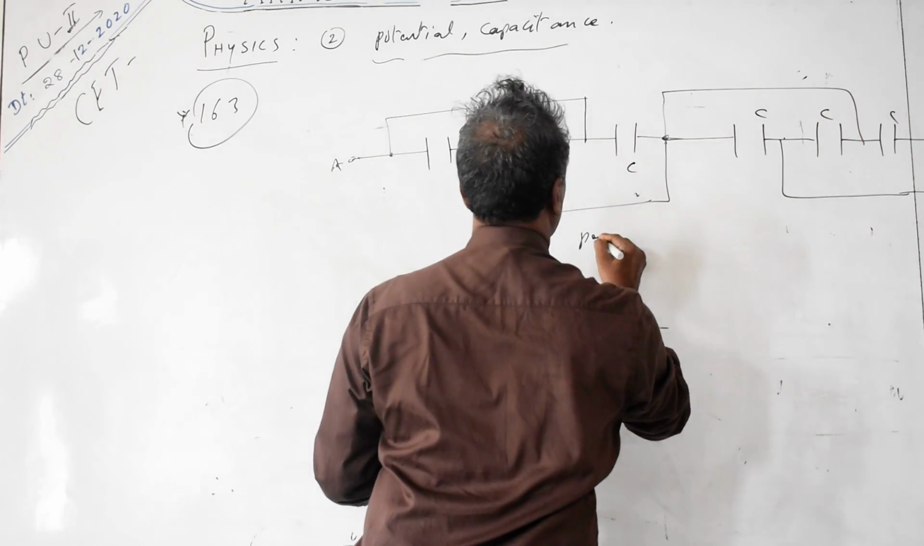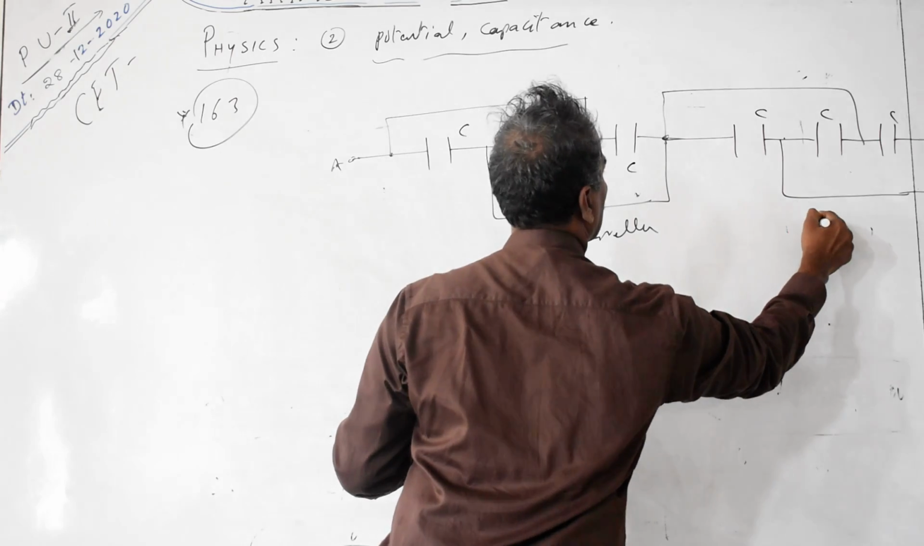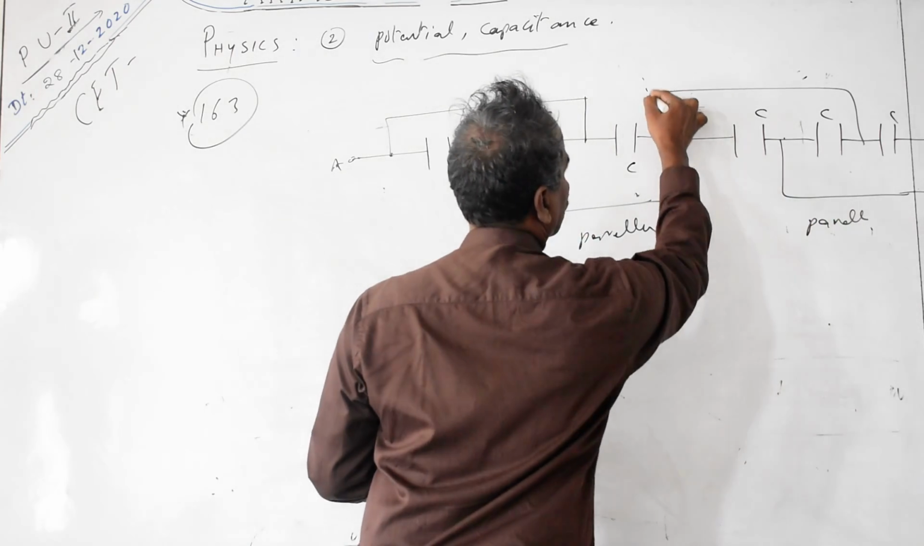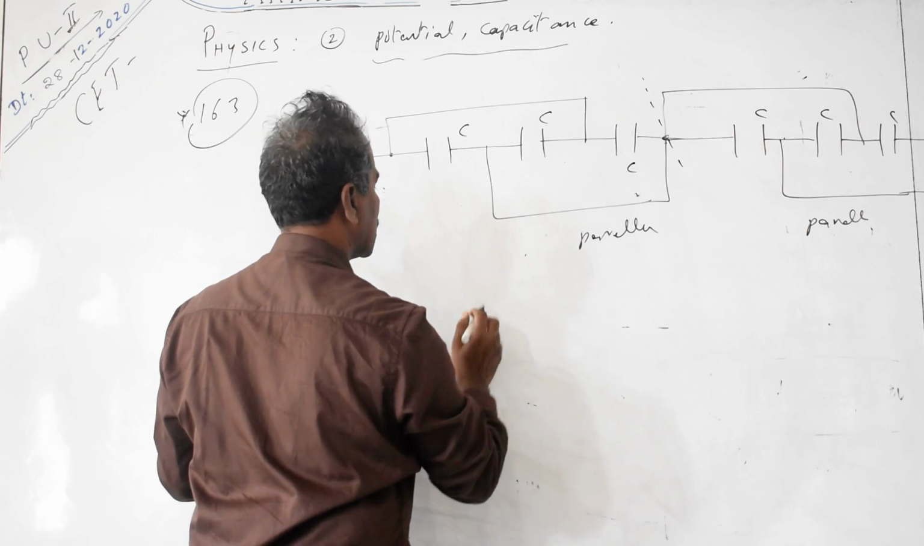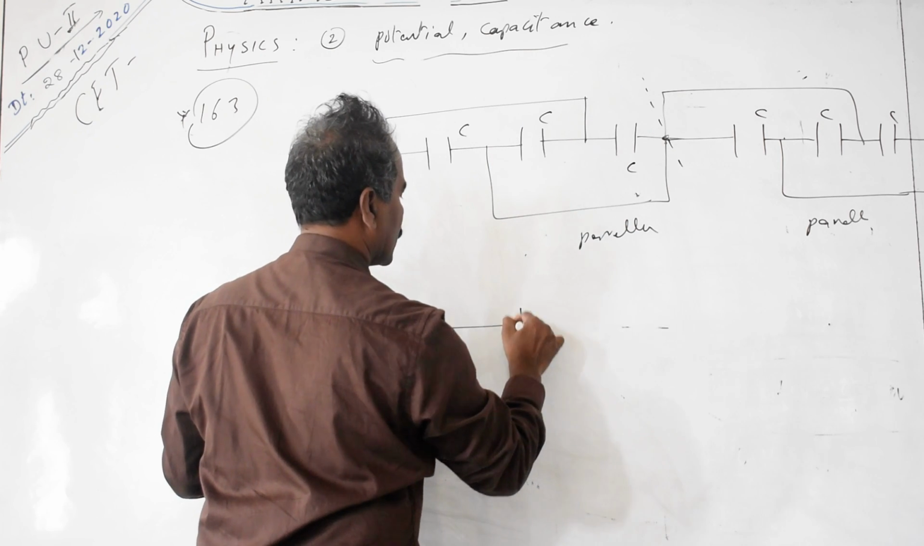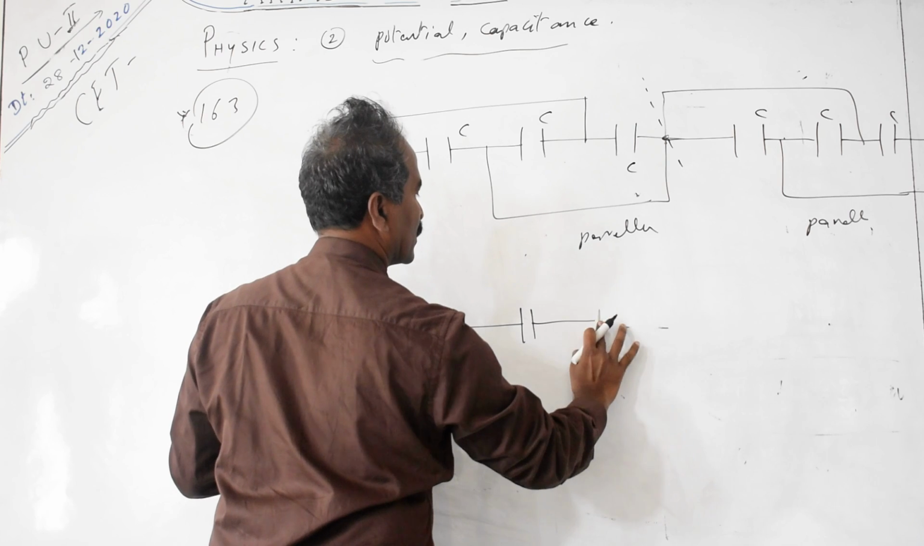This is parallel. This is also parallel. Just separate it into two parts from here. This is one, that one is separate. So what is this? C parallel. The C parallel is how much? It is 3C.